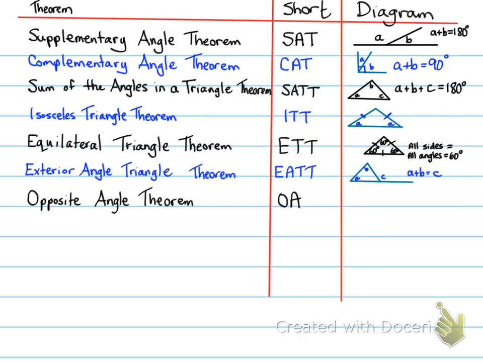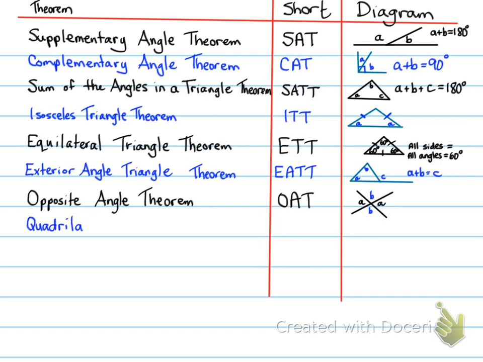Opposite angle theorem, OAT for short, implies that we have two lines that intersect, and those intersecting lines have unique angle properties. That is, that this A is also equal to this A. Those two angles are equal, and therefore these two angles are also equal because those angles are opposite. So that is known as the opposite angle theorem.